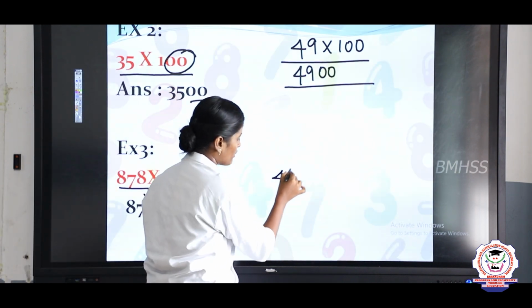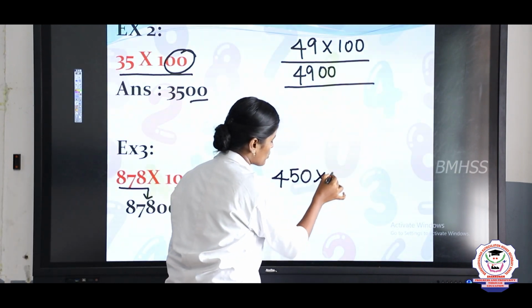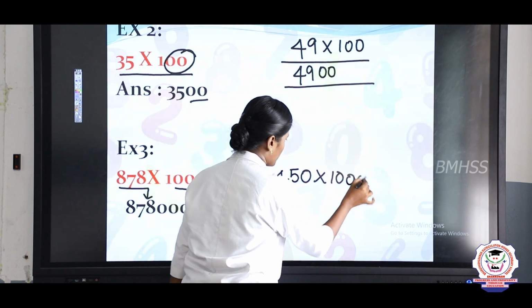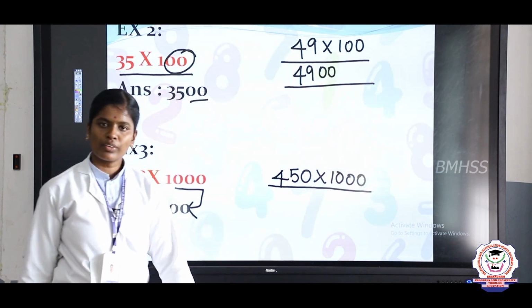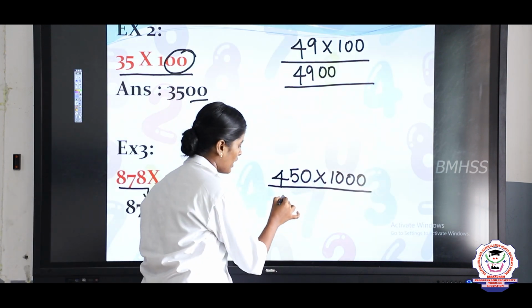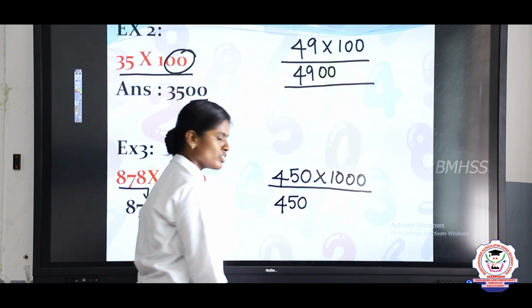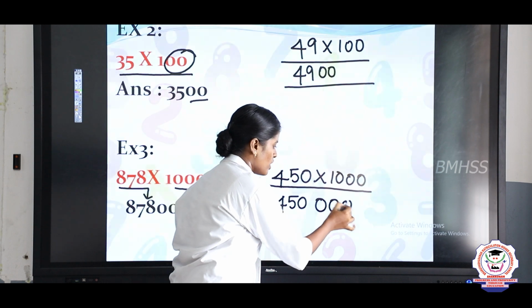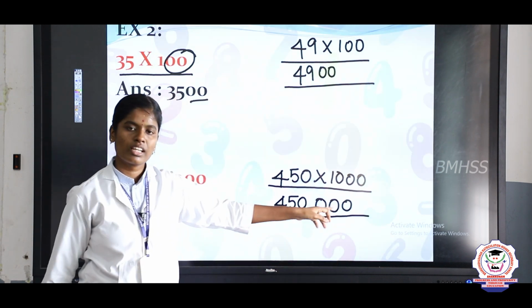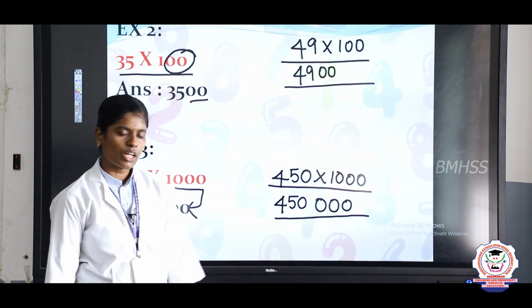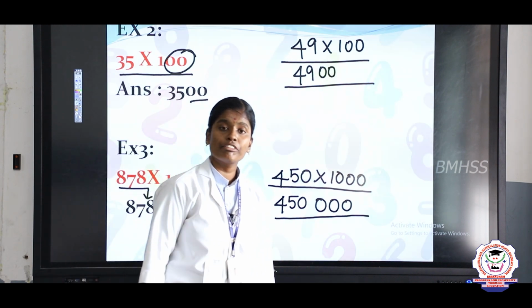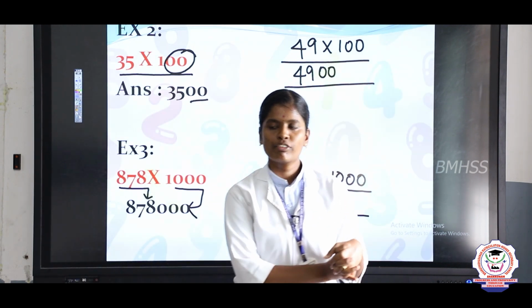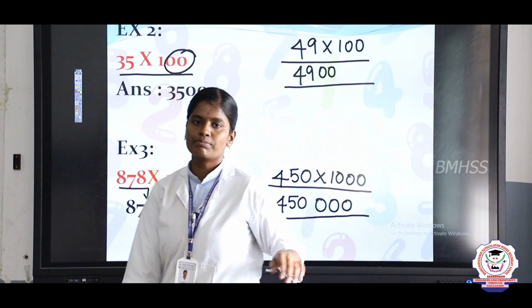Take 450 multiply by 1000. First you are going to write the question 450 and insert how many zeros? 3 zeros. 1, 2, 3. So the final answer is, ones, tens, 100, 1000, 10,000, lakh, 4,50,000. What is the answer? 4,50,000.